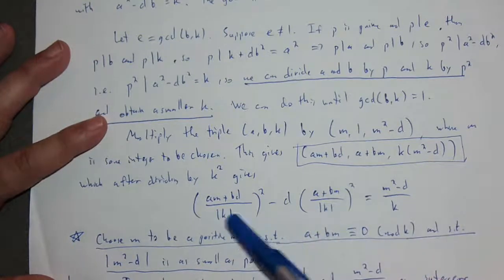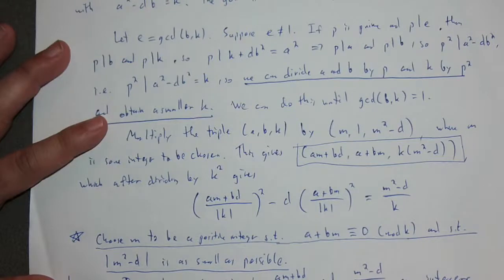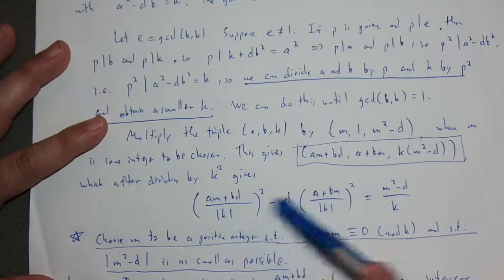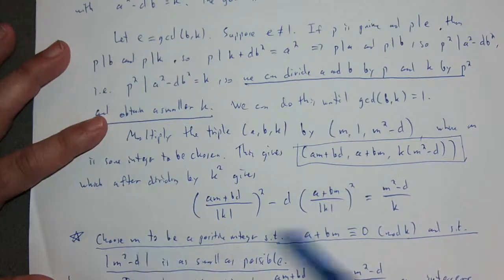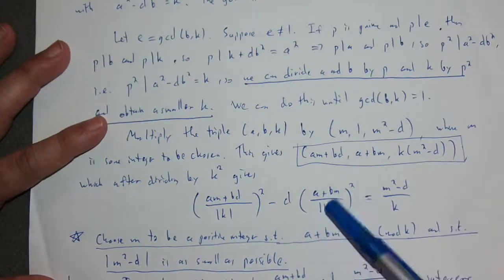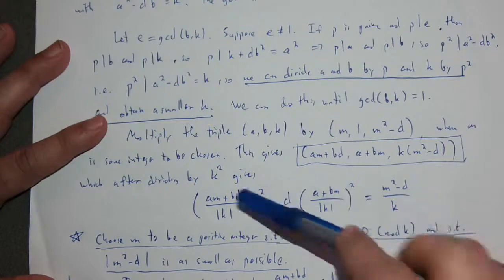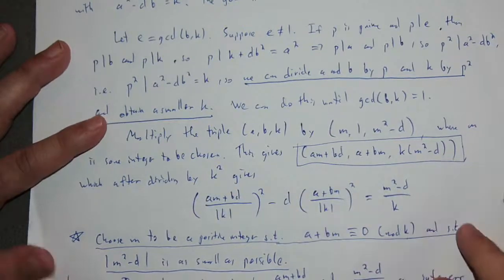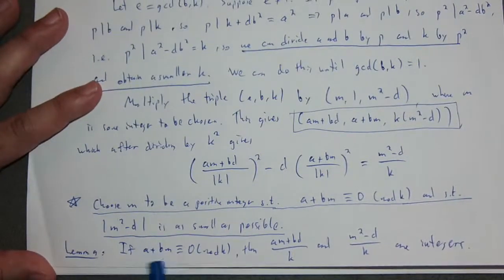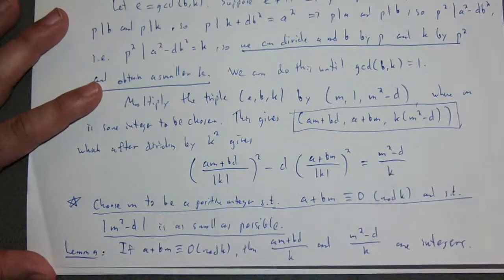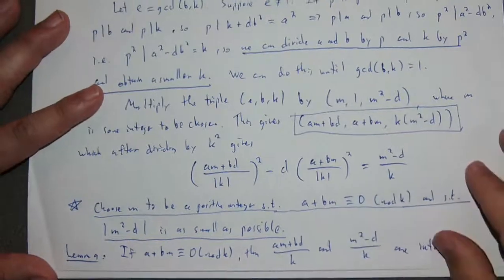So then for this equation to give me a new triple, not only does this thing have to be an integer, so I've chosen m such that a plus bm over absolute value k is guaranteed to be an integer. But I need to know that these other two quantities are also guaranteed to be integers, and that's where this lemma comes in, which says that if you've chosen m such that a plus bm is congruent to 0 mod k, then the other two quantities are integers as well. So then this gives me a triple.